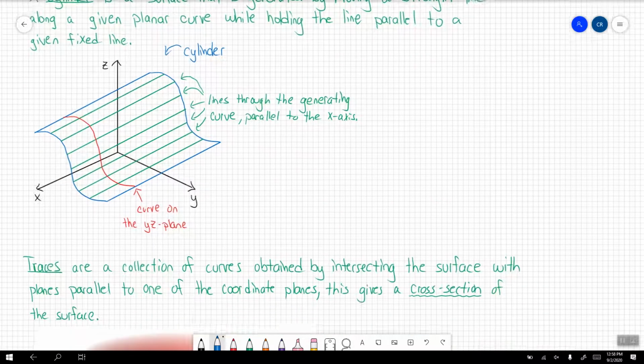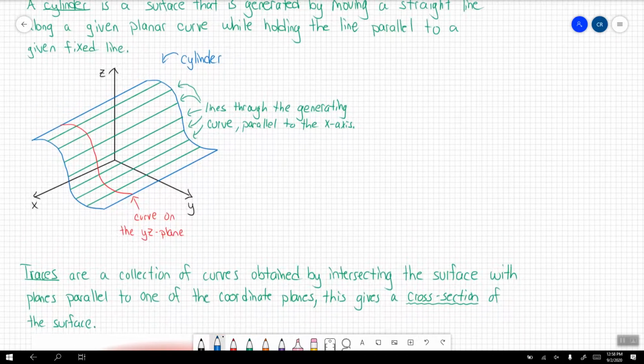Now, we're also going to be looking at traces. The definition I have on screen for traces is that traces are a collection of curves obtained by intersecting the surface with planes parallel to one of the coordinate planes. This gives a cross section of the surface.